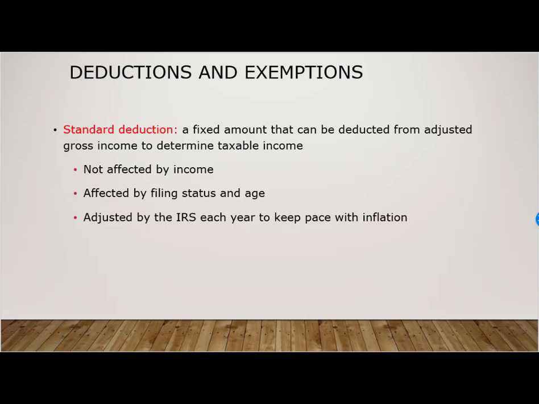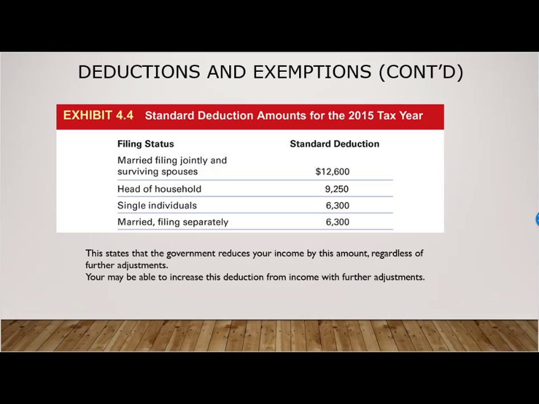You get a deduction for each person who is a dependent to you. So it's not affected by your income. It is affected by filing status and age, of course, and it's adjusted by the IRS, and these things change from time to time. So in 2015, everybody received a standard deduction listed below here. So if you were married filing jointly, you were given $12,600 to deduct from your AGI to calculate taxes. So everybody is given this deduction, if you will.